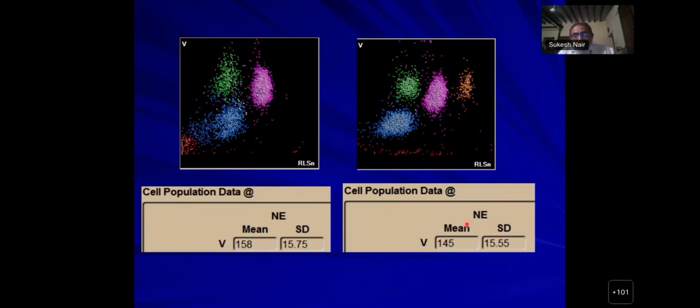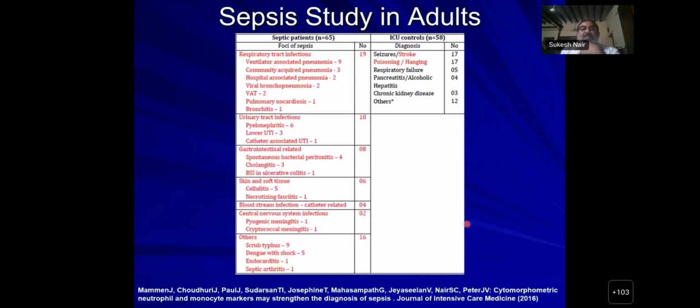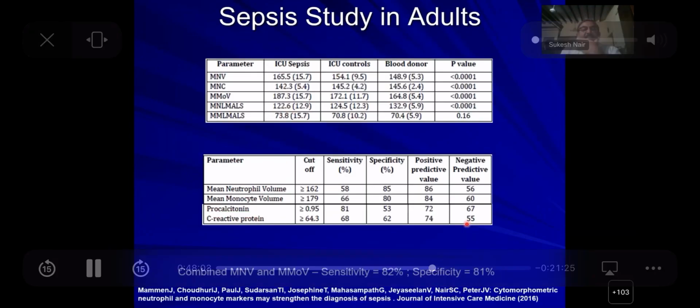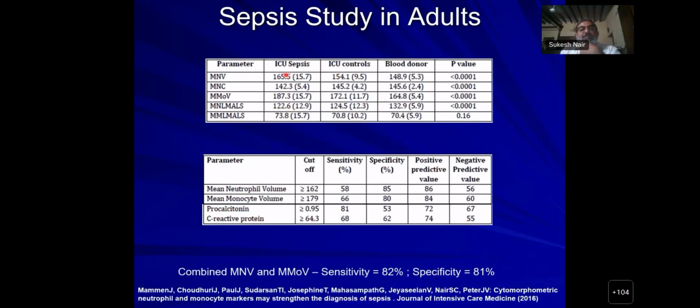We have been seeing this regularly. Some of them remain as anecdotes because we don't get time to do any studies. Some of them get studied, some of them get published, some of them just get written up and not submitted. So there was the study that we did in sepsis in adults, where we looked at patients who were in ICU with sepsis and those who were in ICU without sepsis, like hanging, and of course, compared it with blood donors.